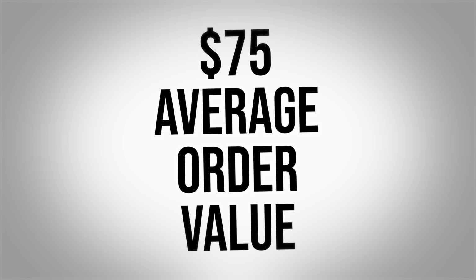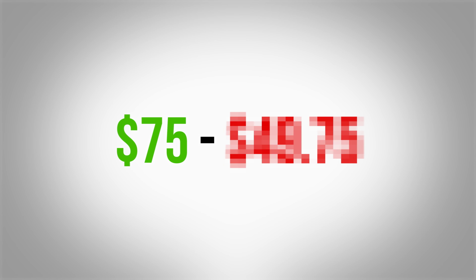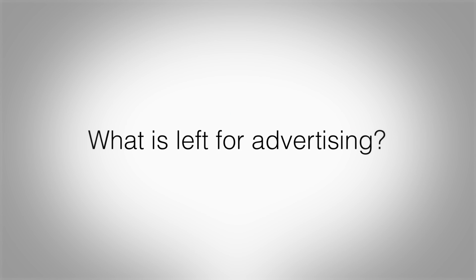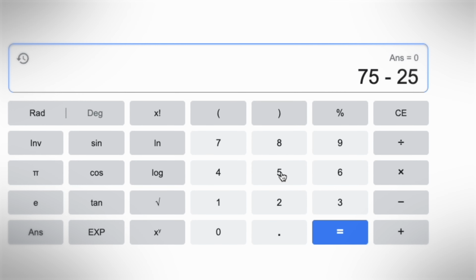But if we take our $75 AOV, the first thing we need to work out as an advertiser is what's our break-even amount? What can we spend to acquire a customer where we won't lose money on that first order? So we get $75 in, we deduct all those costs, what's left for advertising? I've got these written out in front. So we've got $75, we're going to minus $25 for cost of goods, that's for the manufacturer or the service provider, or that's your staffing costs to deliver on the service.